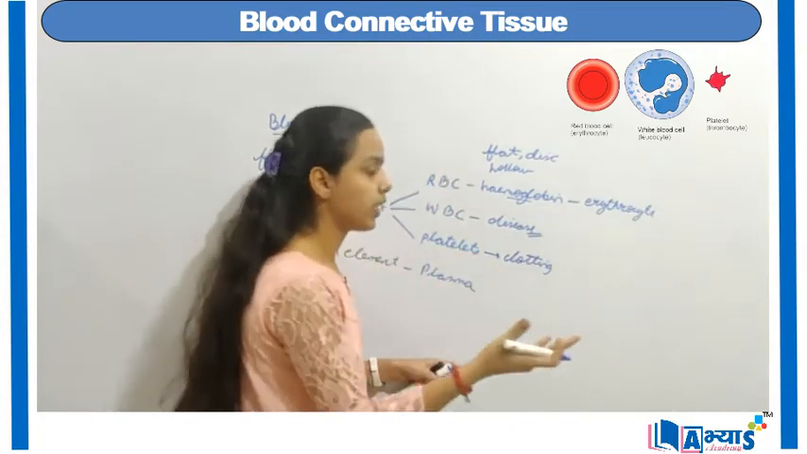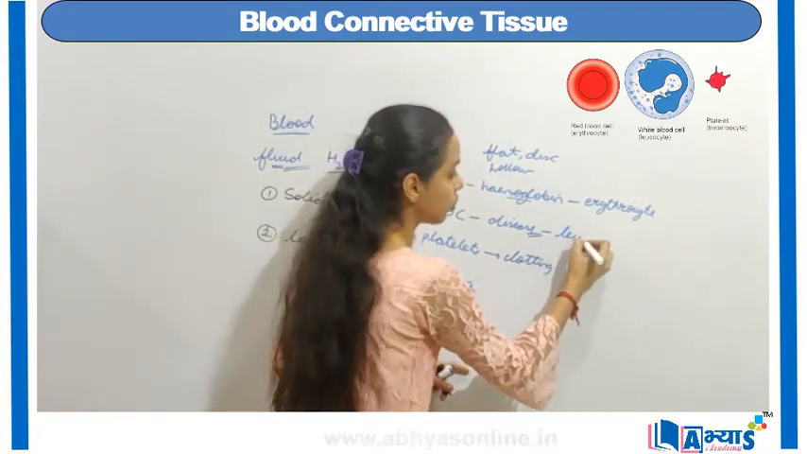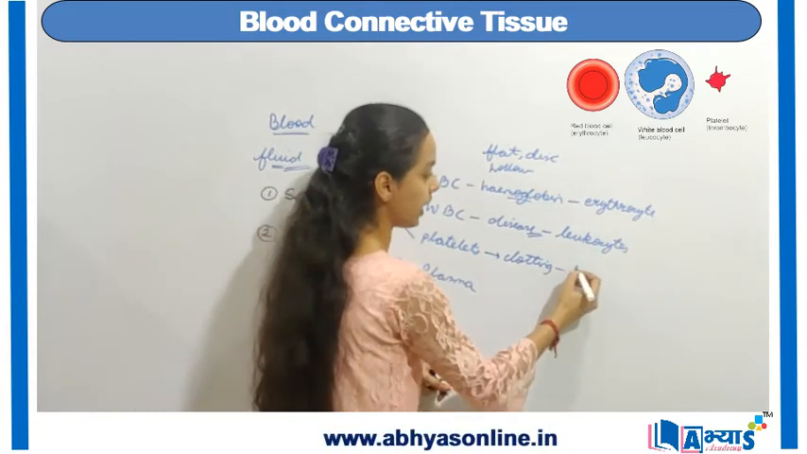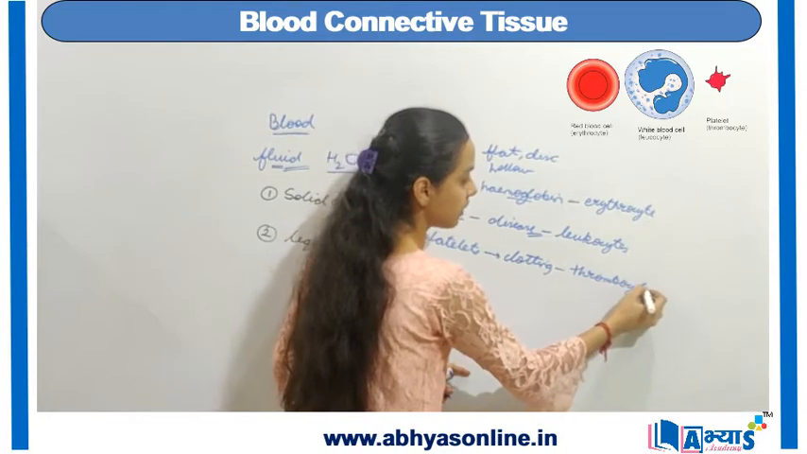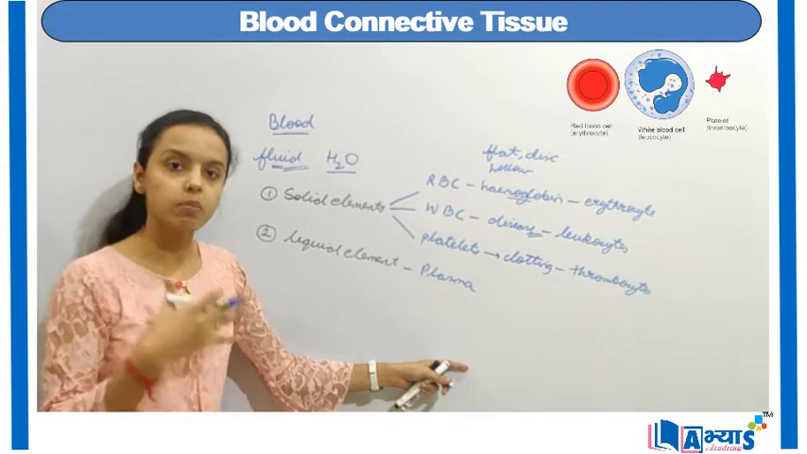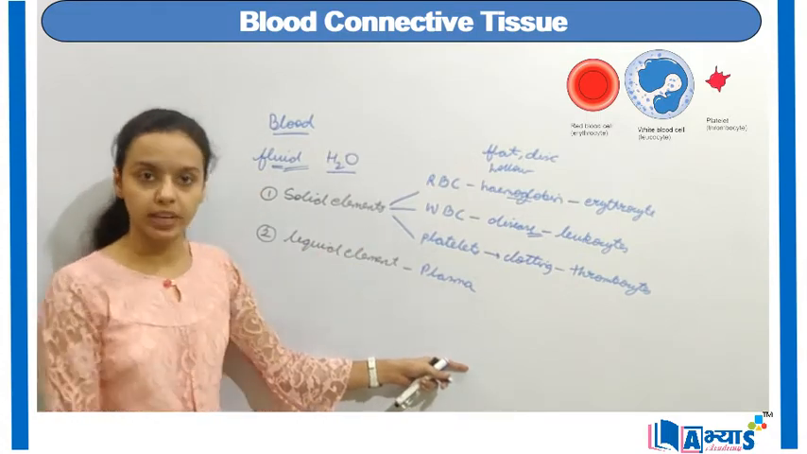Erythrocyte is the other name for the red blood cells. WBCs are known as leukocytes, and platelets are known as thrombocytes. So all these scientific names are important, and it is essential that you learn all the biological names, the functions, and the name of each of these components of blood.